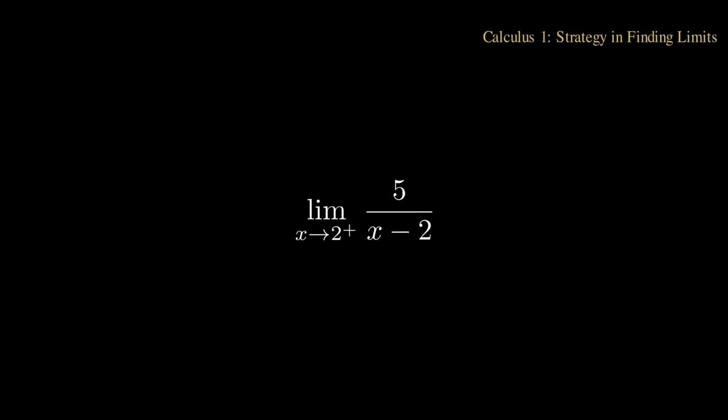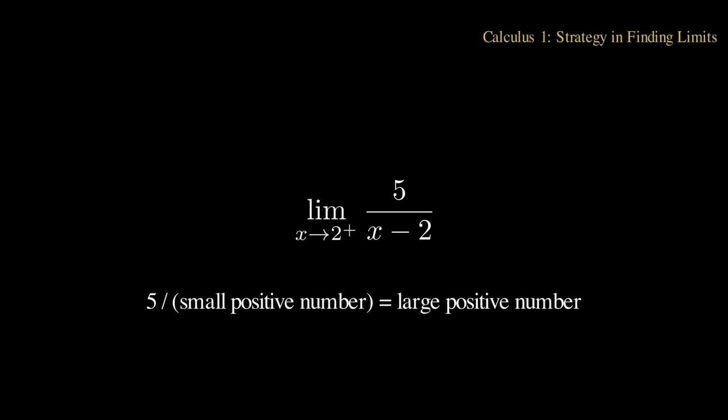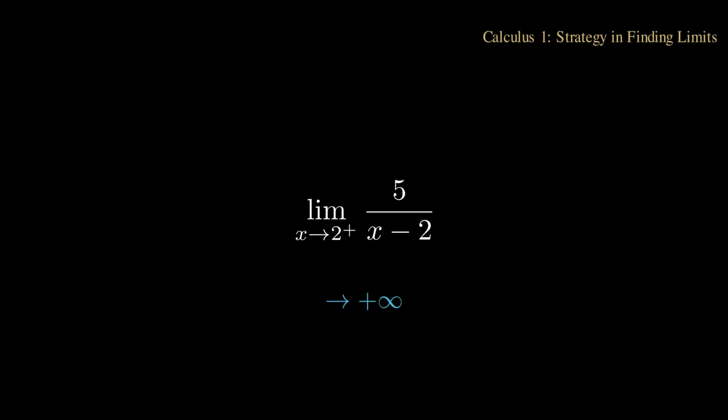Consider the limit as x approaches 2 from the right of the fraction 5 over x minus 2. As x approaches 2 from the right, x minus 2 is a small positive number. 5 divided by a small positive number is a large positive number. As the denominator approaches 0, the fraction explodes toward positive infinity. The limit is positive infinity.